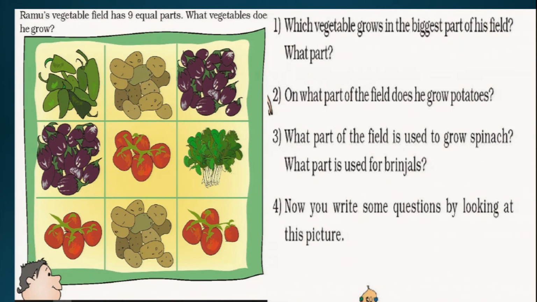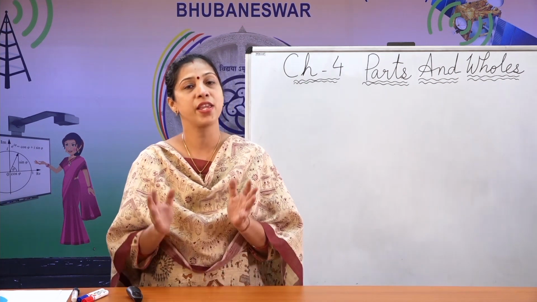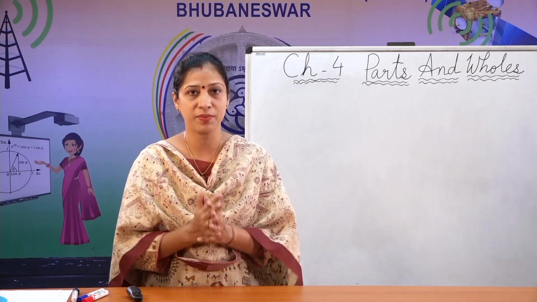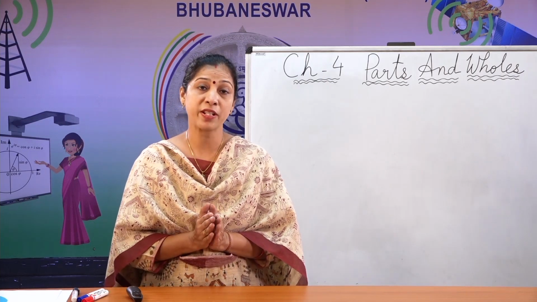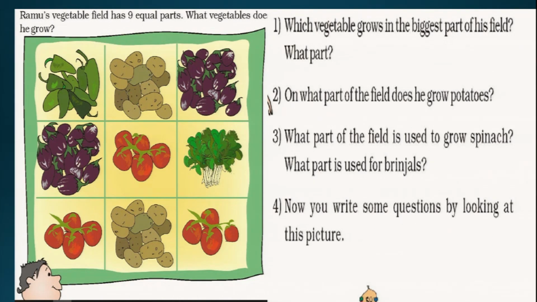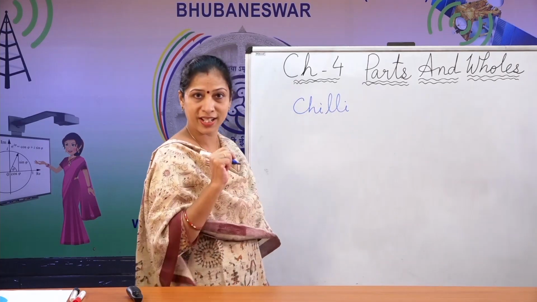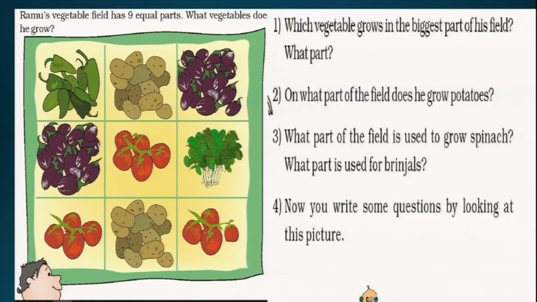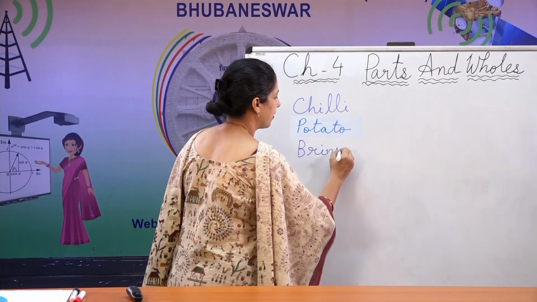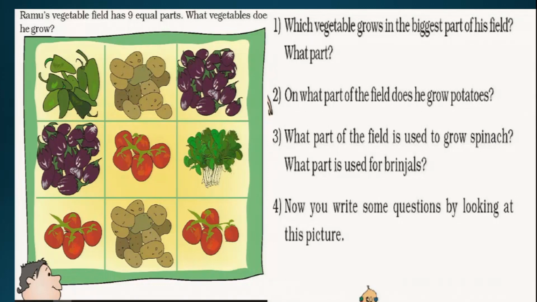So children, when we have to find out which vegetable grows in the biggest part of the field, what is the meaning of this sentence? That means which vegetables are grown in the maximum parts. So for that we have to count out the individual vegetables on individual parts. So let's see. Now there are different vegetables as I told. Chili, we can find out this is the first vegetable is chili. Then it is potato. Then it is brinjal. Then next is tomato. And the last one is spinach.